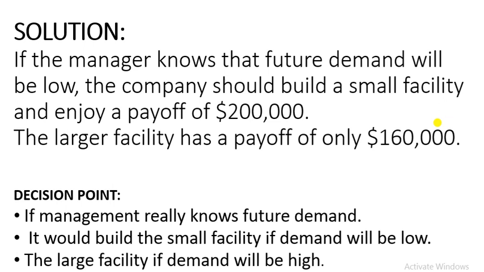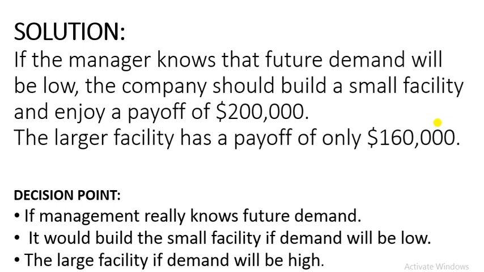So we can say, if you talk about the decision points, if the management really knows about the future demand, it would build the small facility if the demand will be low, or it will build the large facility if the demand would be higher. So with the help of this example, we have seen how a manager can take decisions when they are 100% sure that the demand in future will be low or it would be high.